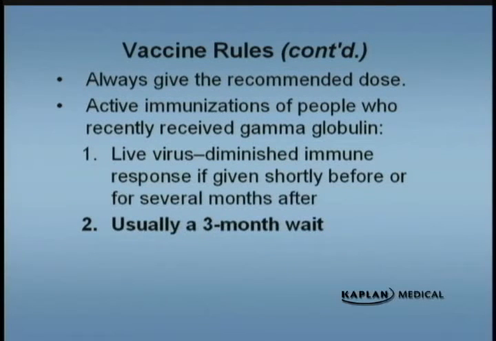Always give the recommended dose. Don't try to give a double dose or less, or else you won't get the right immune response. And another important one is, if a patient has received gamma globulin for whatever reason, you must wait before you give a live virus vaccine. And the window is usually 3 months. So if the patient has received, for example, intravenous immune globulin for Kawasaki's, because you're worried about coronary artery problems, this child must wait 3 months before you give them any live virus vaccines. That's an important one to remember.